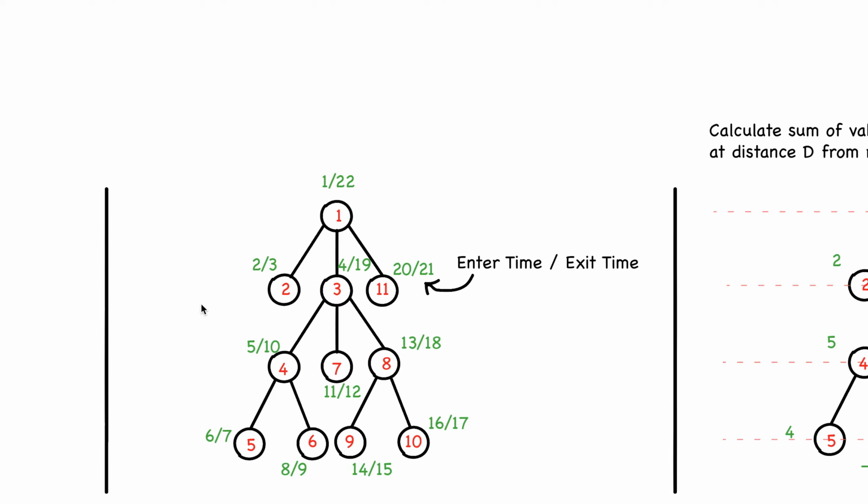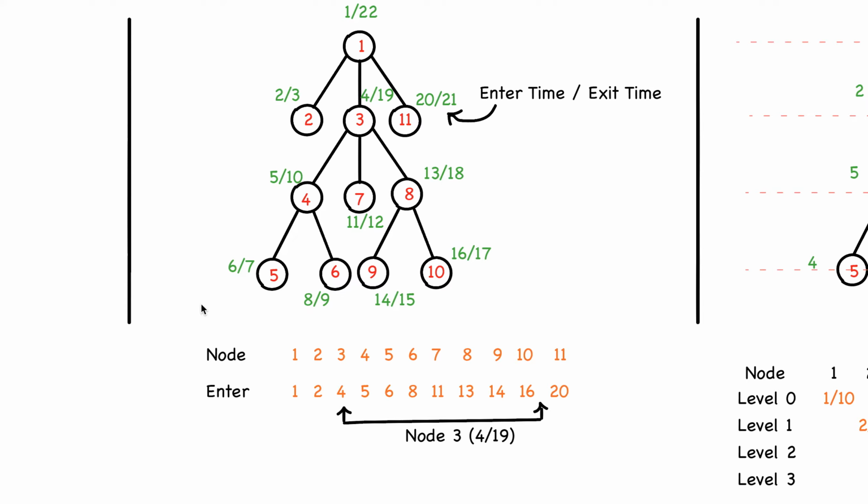Now, a good question is what does recording enter and exit times of nodes in the depth first traversal give us? Well, if you look closely at the numbers in green, you will notice that the enter time of each node is less than the enter time of any node in its subtree. Similarly, the exit time of any node is larger than the exit time of all nodes in its subtree.